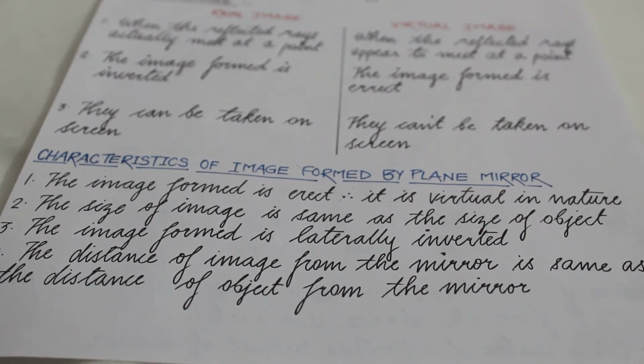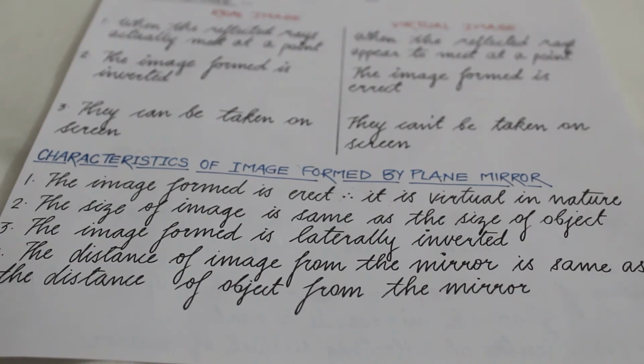It means that when you see yourself in a mirror, your left appears to be right, whereas your right appears to be left. This is known as lateral inversion. So in a plane mirror, the object is always laterally inverted.